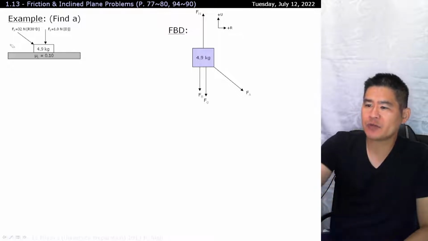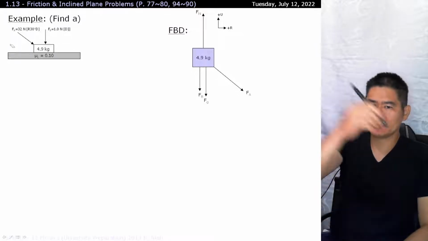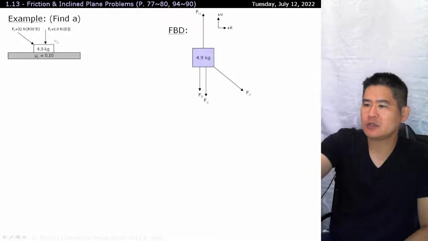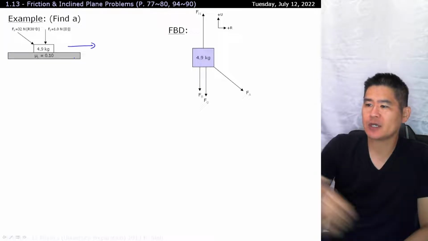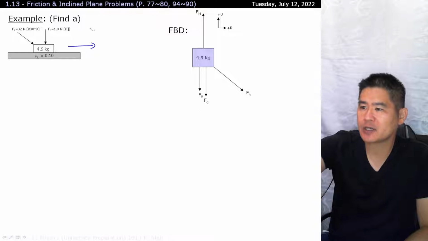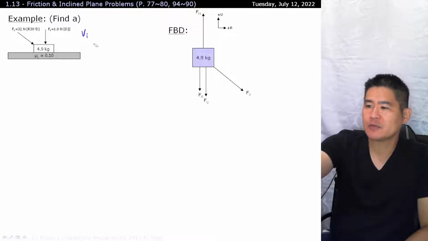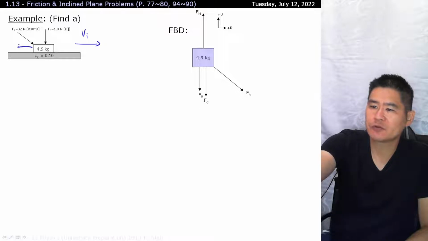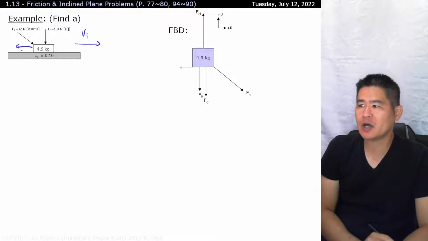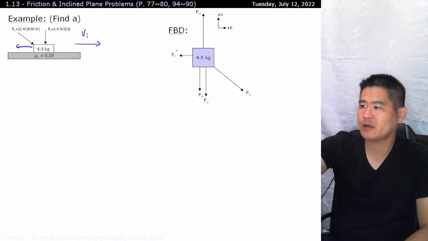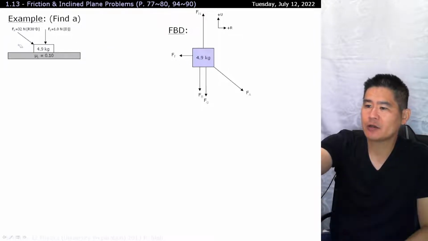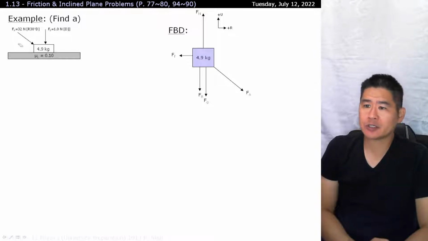But according to the setup over here, if you're pushing at an angle like so and downwards, you know that the object will likely move this way. So this is the direction of acceleration as well as the direction of your initial velocity. It is moving this way, so the force of friction must oppose it, going in the opposite direction. So that you have to intuitively figure out. Now that we're done drawing out our free body diagram, we can get started on our calculations.